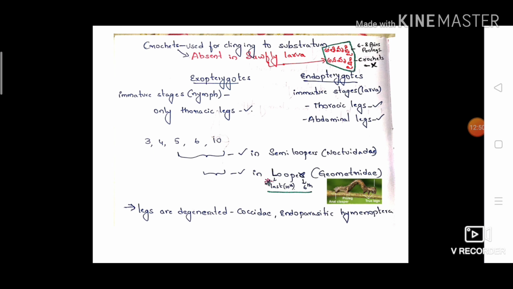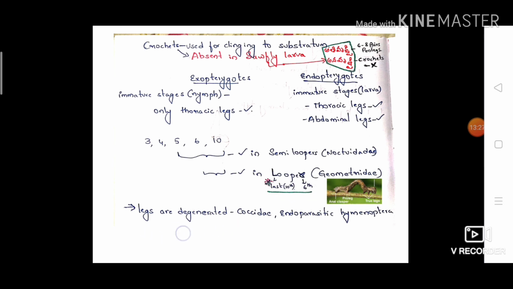And the other important points in this are, as we have said, 2 to 5 pairs are present, which are present in the 3rd, 4th, 5th, 6th, 10th segments. These are the abdominal prolegs. In semi-loopers, which belong to Noctuidae, the prolegs are present in the 5th, 6th and 10th segments. In loopers, which belong to Geometridae, the abdominal prolegs are present in the 6th and 10th segments. Likewise, you can remember looper 1, 2, 3, 4, 5, 6, 6th and L for last. Only 6th and last segments have abdominal prolegs in the loopers.